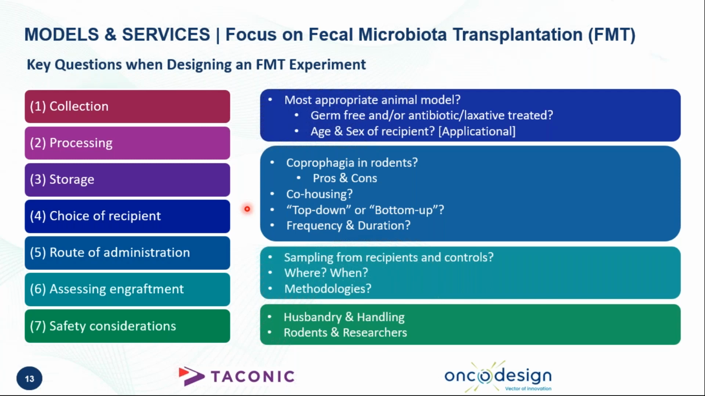So next, in key consideration 6, in assessing the engraftment, when do we sample from recipients? How do we compare them to the donors? What are the choices of controls that are appropriate to the experiment? Essentially when, where, and how to sample. So these are also important.